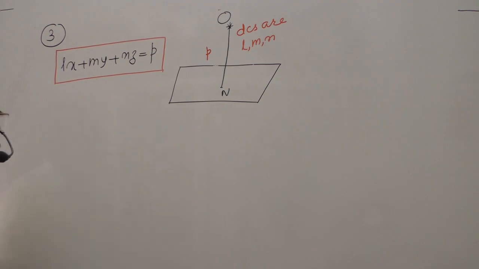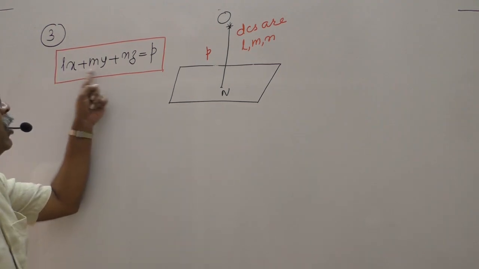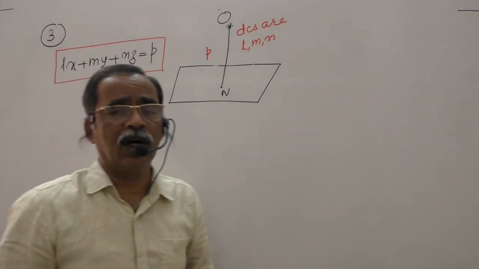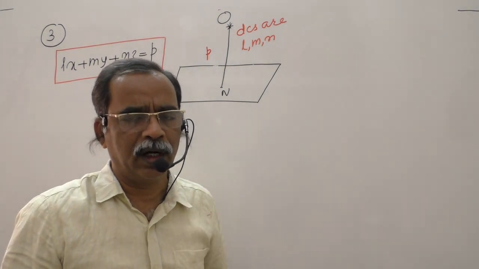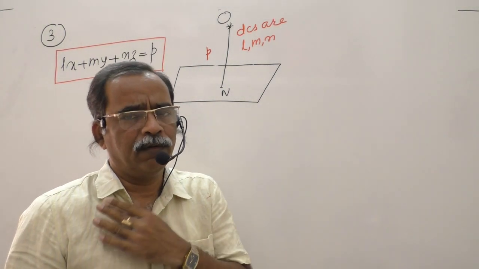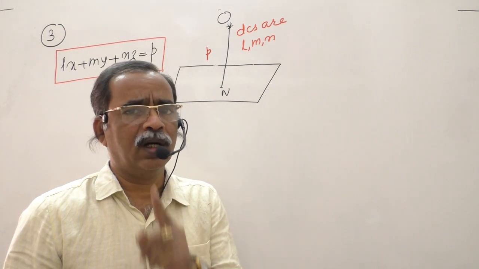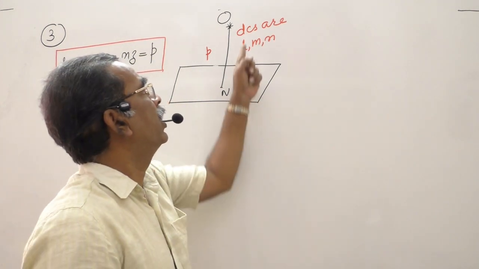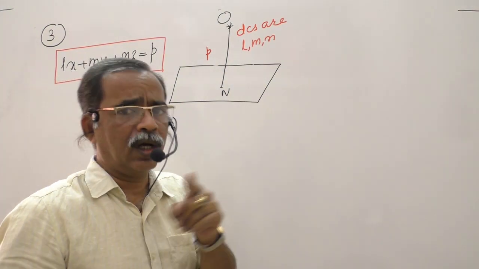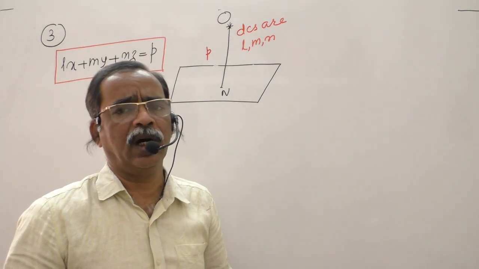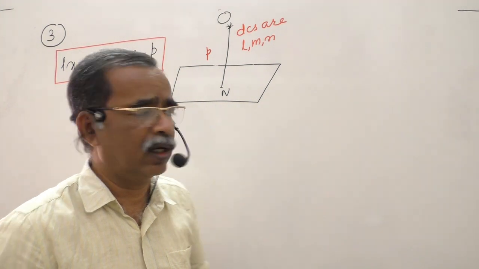What is this symmetric form? Here l, m, n are what? DCs of the normal. In the beginning, what did I say? In the general form of a plane, the x, y, z coefficients are always DRs. Here I am telling DCs. What are DCs? Basically, they are DRs only, special DRs.